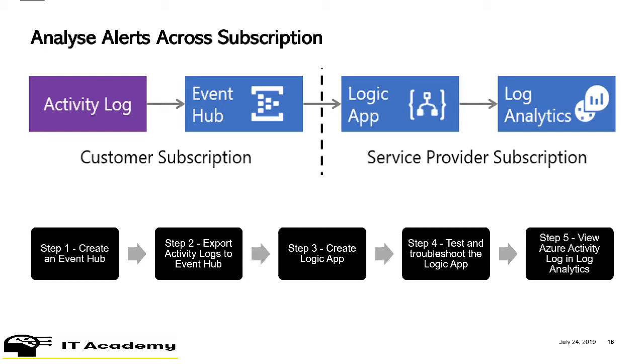So, there are a couple of steps we need to follow through, and we'll do this in the labs. The first part of the process is to create an event hub in the customer subscription. Then we're going to configure the logs to export all the activities into the event hub. Then over in the service provider subscription, we're going to create a logic app, which is going to take and parse those events and write them into our Log Analytics workspace. Then we're going to test and troubleshoot the logic app just to make sure it's performing the way we want it to. Finally, in the last stage of that lab, we're going to view Azure activity in the Log Analytics space and see events and alerts coming up from different subscriptions.